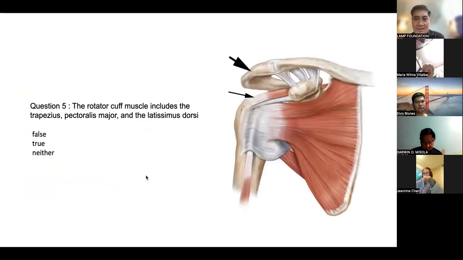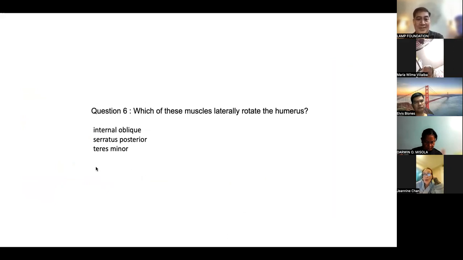Rotator cuff muscle includes trapezius, pectoralis major, and the latissimus dorsi. True. Okay. Actually, apat yan sila. Can you mention the fourth one? No, doc. It's okay. Okay. Unless it's the deltoid, I'm not sure. No.